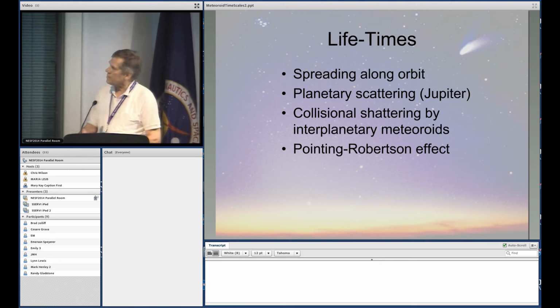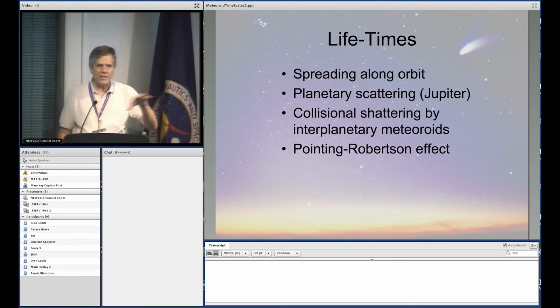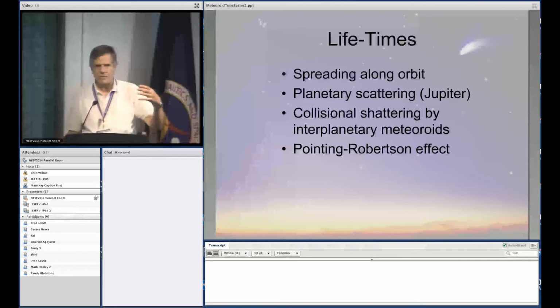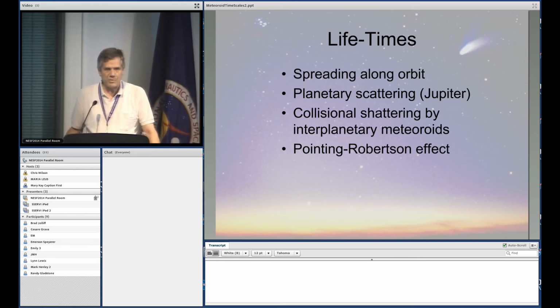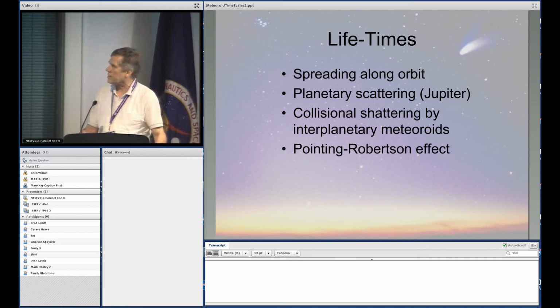So we look at various aspects of the lifetimes. First, the spreading of the fragments or the emitted particles from the comet along the orbit. Then we look at what the planetary scattering does, specifically Jupiter, because that's the 500 kilogram gorilla in the solar system stirring up the meteoroid complex. And then we look at what mutual collisions with the meteoroid environment are doing to it. And also a smaller effect on smaller particles, Poynting-Robertson, which moves small particles towards the sun where they evaporate or are injected as beta meteoroids.